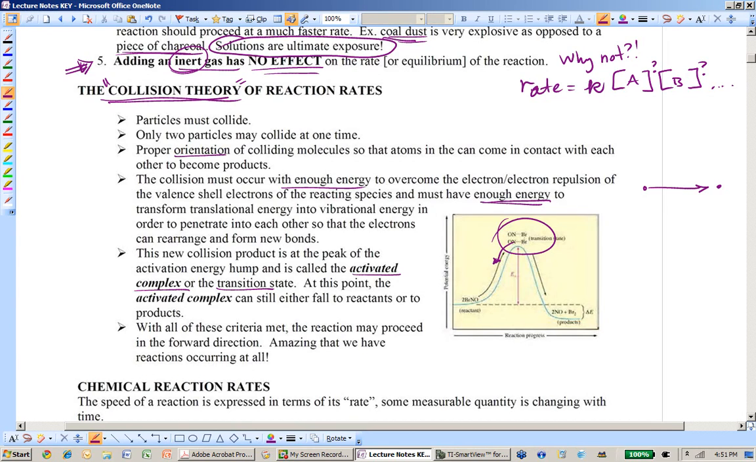It's going to go right back where it started. Or it could go this direction, actually form a product if that is what you seek. So when all of these criteria are met, the reaction can proceed in the forward direction. So it's really sort of amazing that we have any reactions occur ever at all. It's a real shame if they get to that activated complex stage and fall right back over to undo everything that had been done thus far.